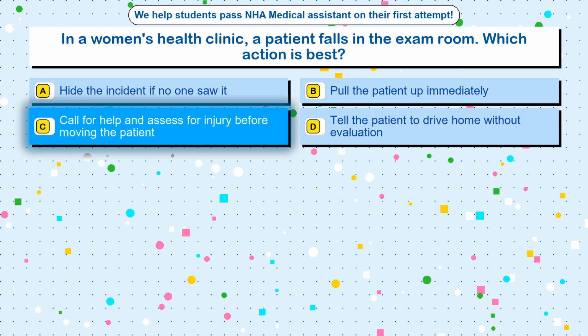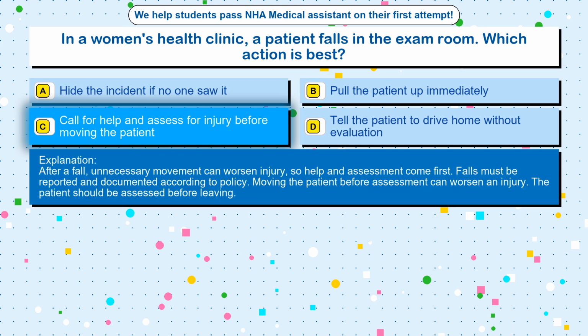The correct answer is option C. Call for help and assess for injury before moving the patient. After a fall, unnecessary movement can worsen injury, so help and assessment come first. Falls must be reported and documented according to policy. Moving the patient before assessment can worsen an injury. The patient should be assessed before leaving.